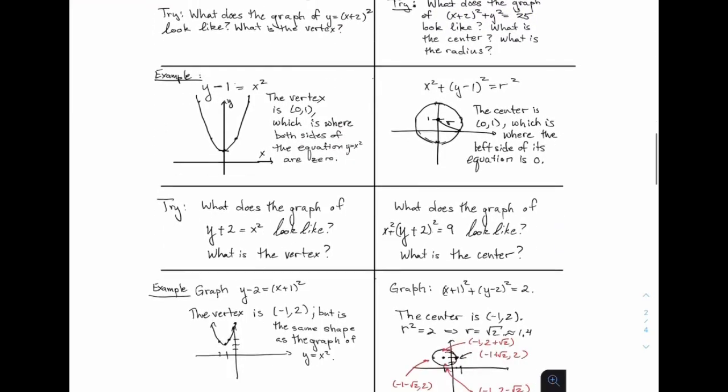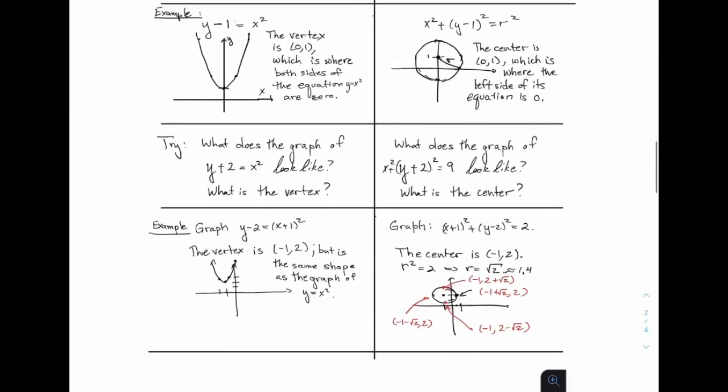Okay, the next example is subtracting a number from y. In this case, we're going to subtract 1 from y for the example. Now, the vertex for the parabola is what makes this equation 0 equals 0. In this case, it is 0 for x and 1 for y, so the vertex is 0, 1.